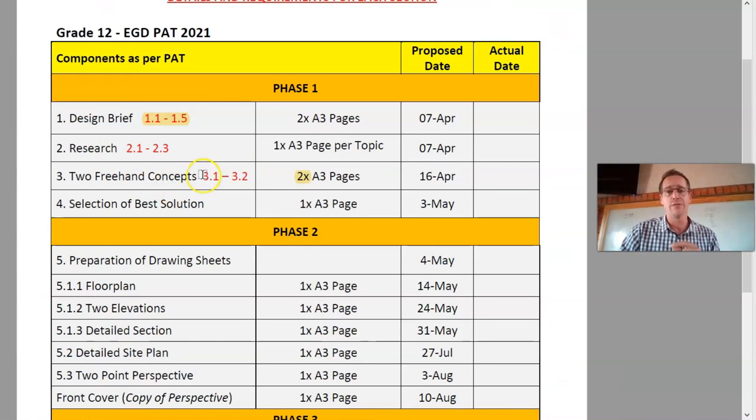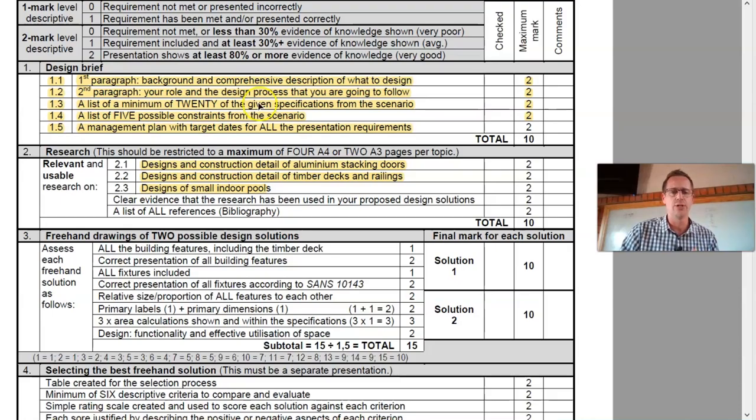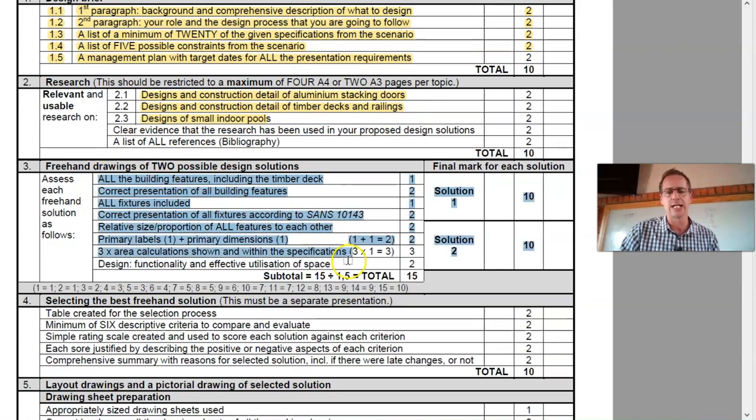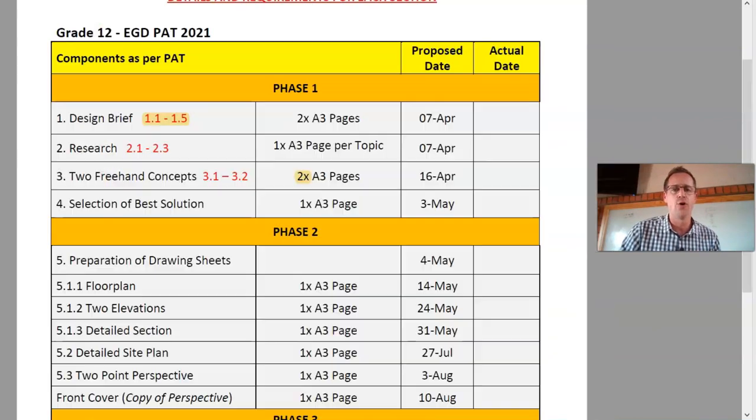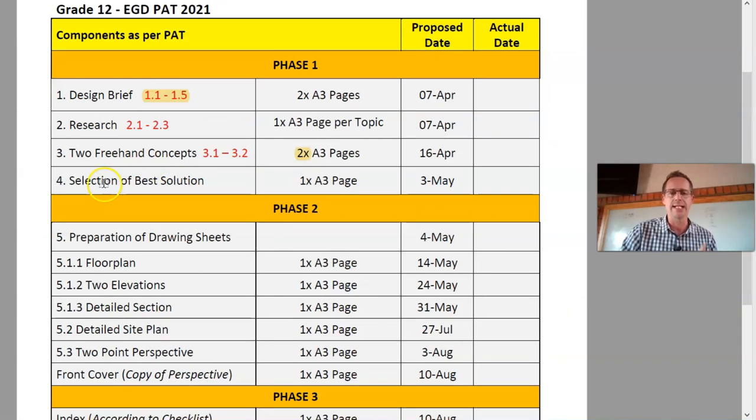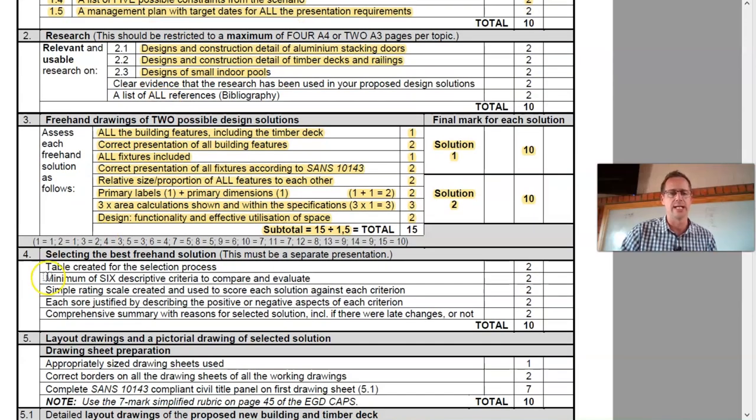And then you've got your 2 freehand concepts, 3.1, 3.2. Again here, in detail, it tells you what the requirements are for those drawings. And then selecting the drawing, that's also in here, clearly shown what you're going to get marks for. So you shouldn't be confused about what is required. If you actually have this document with you, you cannot go wrong. Don't waste time on doing anything else but what is listed in here, because that is where your marks are coming from. We don't give marks for great things done outside of this scope. So please pay attention here.